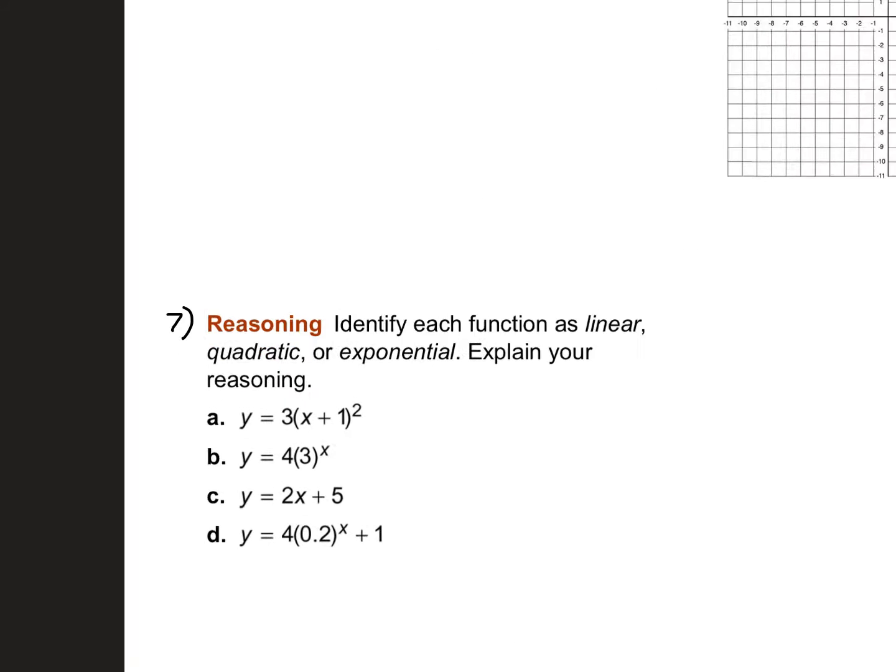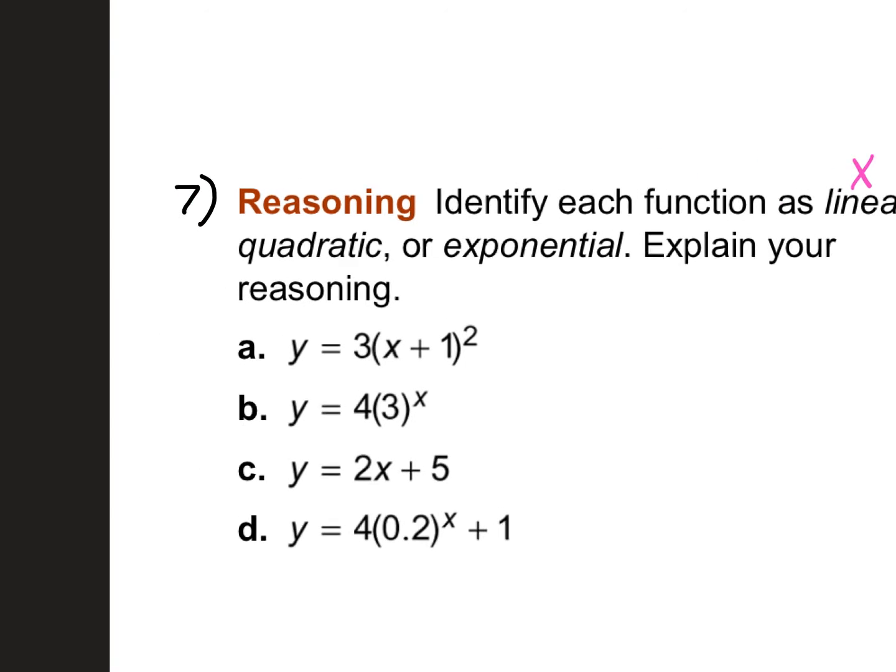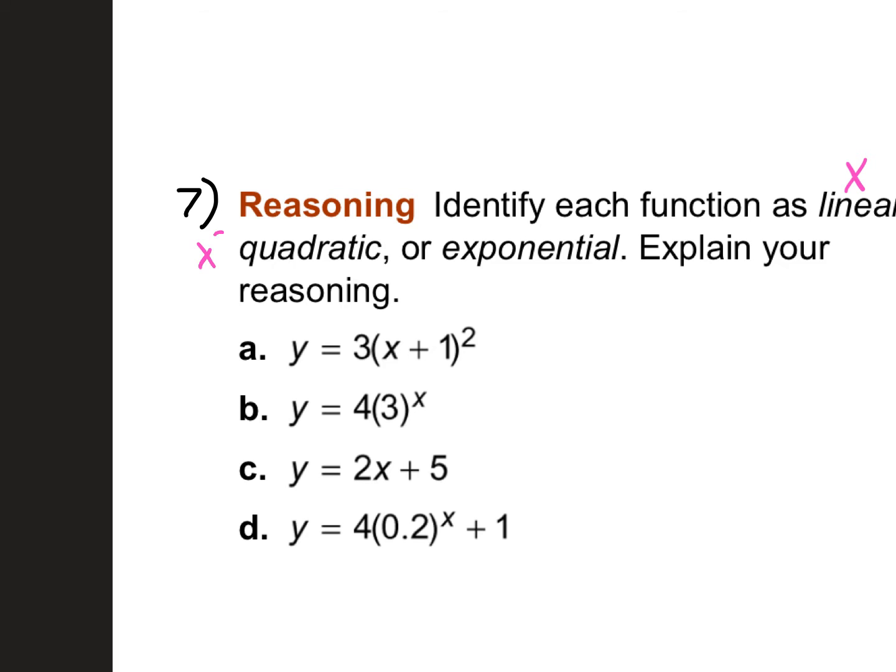All right, so number 7, we just have to identify each function as linear, quadratic, or exponential. If something's linear, it's just going to have an x in it. It won't have any type of exponent. It's just going to be maybe like a number times x or a number plus x. It's just going to be a simple x. Quadratic is when we have x squared. And exponential is when we have like some number, I'll call it a, to the power of x. So when x is in our exponent.